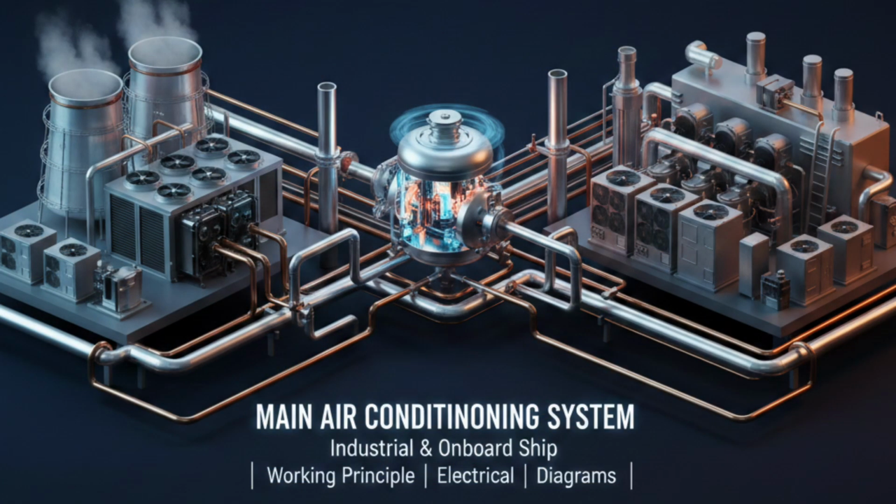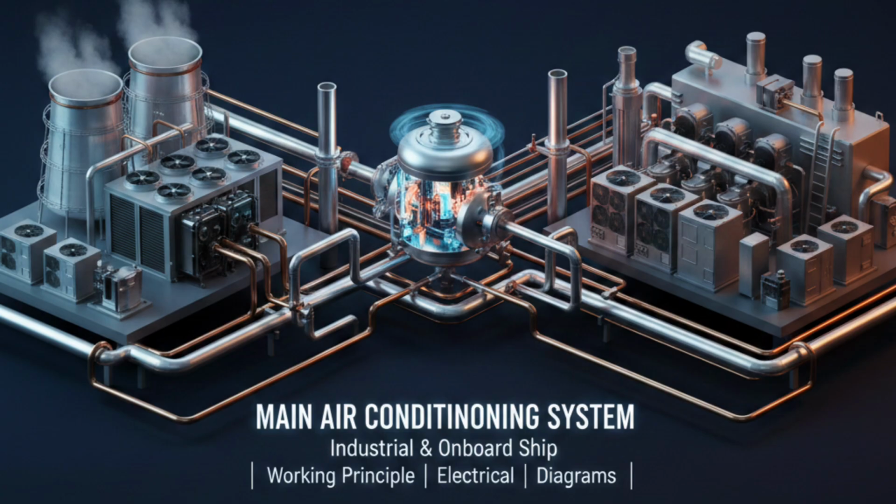As you can see on the screen, on the left side we have a large industrial HVAC plant with cooling towers and chillers. On the right side, we see a ship engine room installation. And at the center, the rotating compressor represents the heart of the entire refrigeration system. In today's session, we will cover everything step by step, starting from the basic refrigeration principle, then moving to the vapor compression cycle, understanding each component in detail, and finally analyzing the industrial layout, shipboard system, and electrical control diagram.